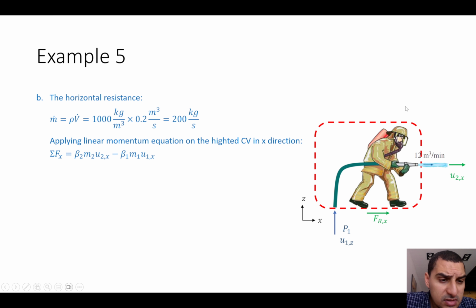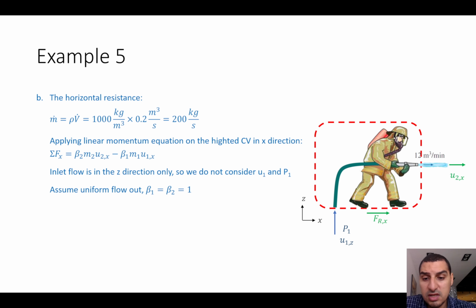For the forces acting here, there is no gravitational force in the horizontal direction. There are no pressure forces because the whole system is under atmospheric pressure. There are no viscous forces, so it's going to be only the reaction force, which is the mass flow rate times the correction factor times the velocity minus 0, because this term is 0. So it's 7,958 newtons.